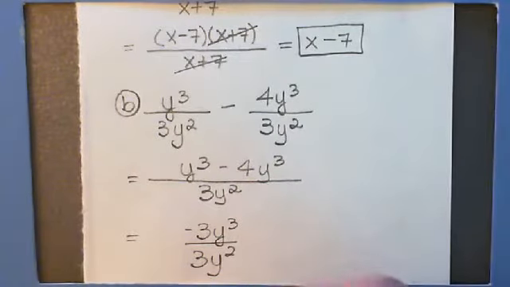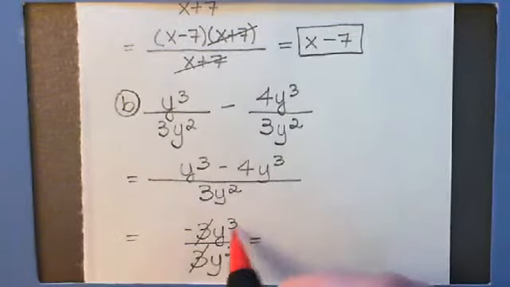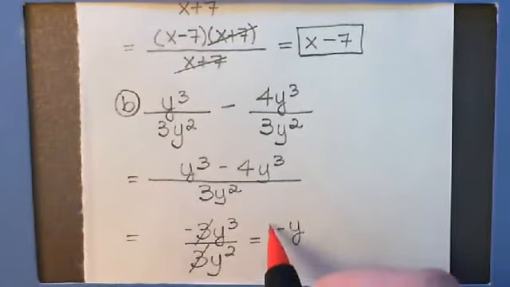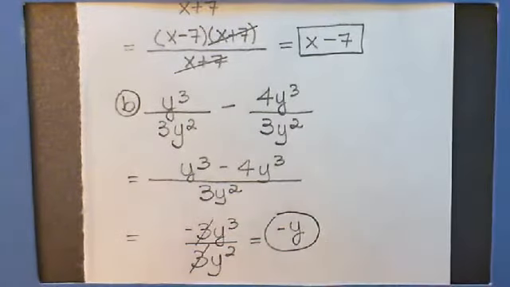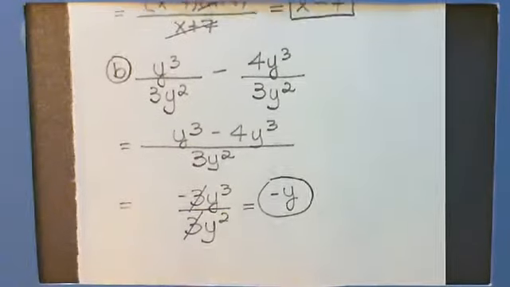And let's see if we can cancel anybody. We notice that the 3 can cancel. And the y, because 3 is bigger than 2, the y will stay on top. It will be y to the first. And we still maintain the negative. So my answer for this problem is negative y. Okay, let's continue on with the lesson.